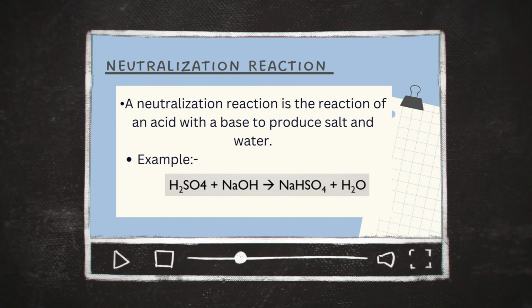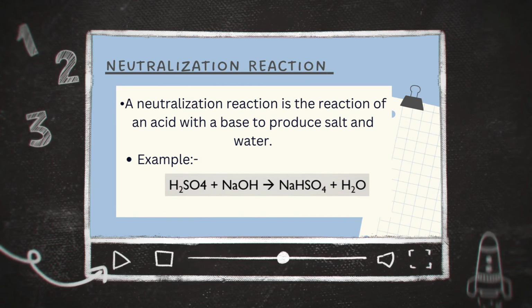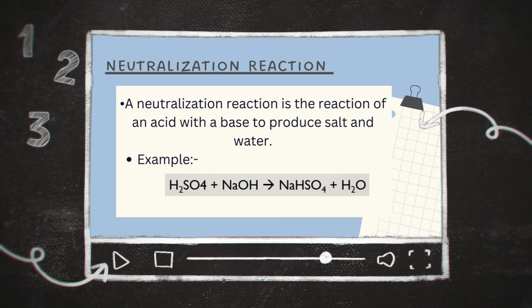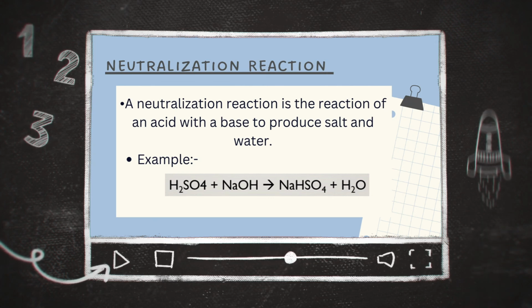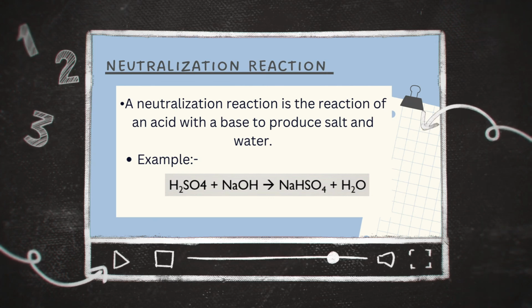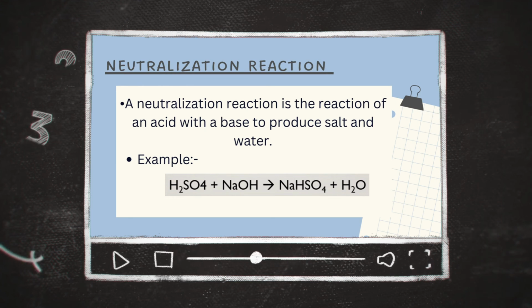A neutralization reaction of an acid and a base, like H2SO4 and NaOH, gives NaHSO4 and H2O. H2SO4 is an acid and NaOH is a base. By mixing with each other, they form a salt, that is NaHSO4, and H2O, that is water.